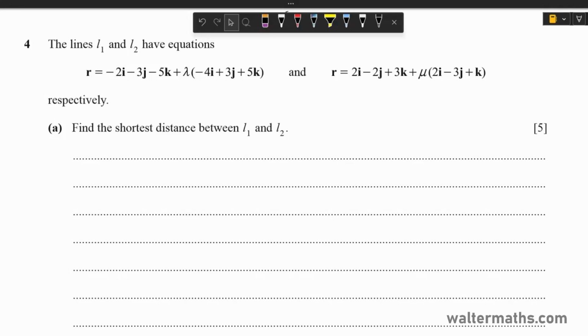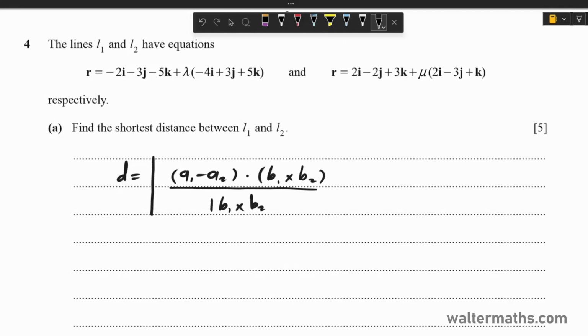All right. Now, to find the shortest distance between two lines, we use the formula D is equal to the modulus of A1 minus A2 dot B1 cross B2, all over the modulus of B1 cross B2. So this is the formula we use for shortest distance between two lines. A1 and A2 are the points on the lines, right?